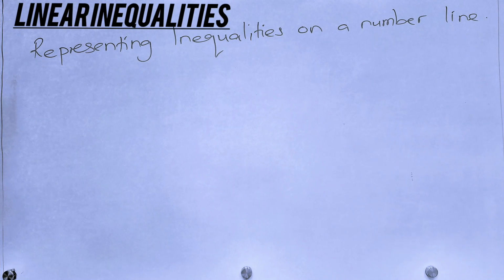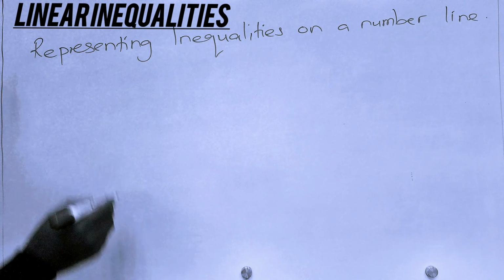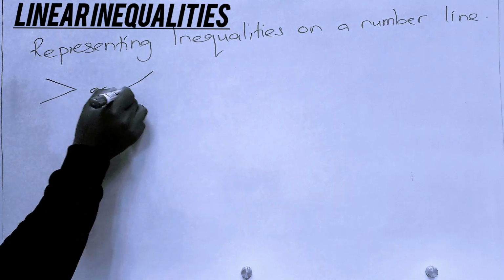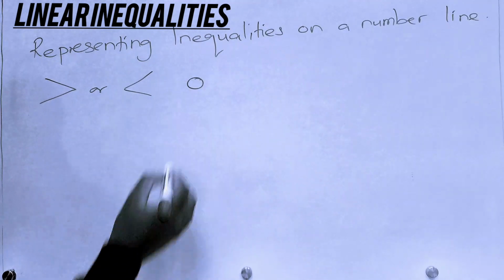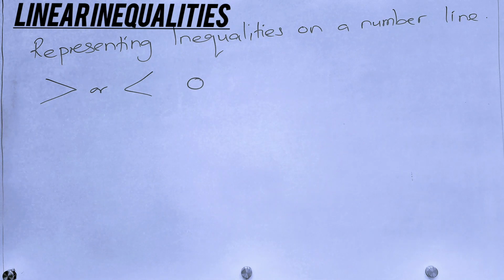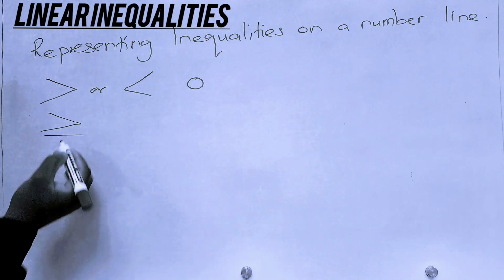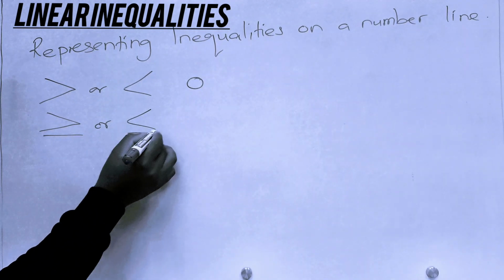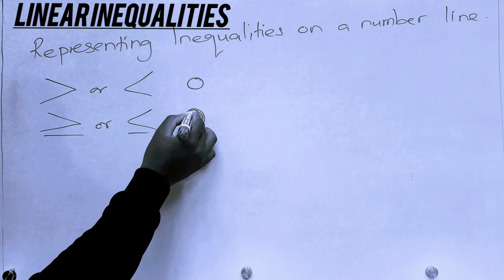Representing inequalities on a number line. So sometimes after solving your inequality, you need to represent the solution on a number line. On our number line, we have a specific symbol that represents greater than or less than. It is represented by an open dot like that. Then we also have the symbol for greater than or equal to, or less than or equal to. It's represented by a shaded dot.